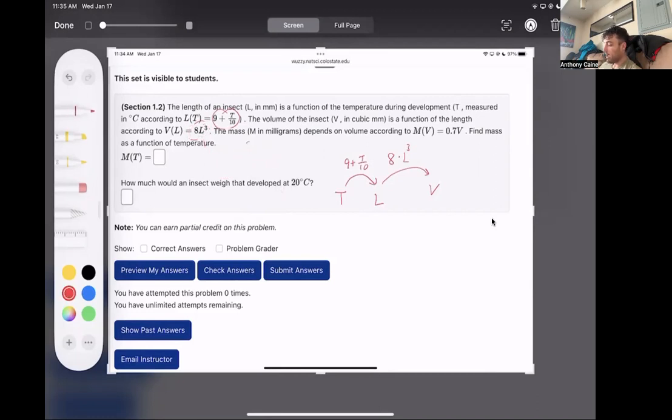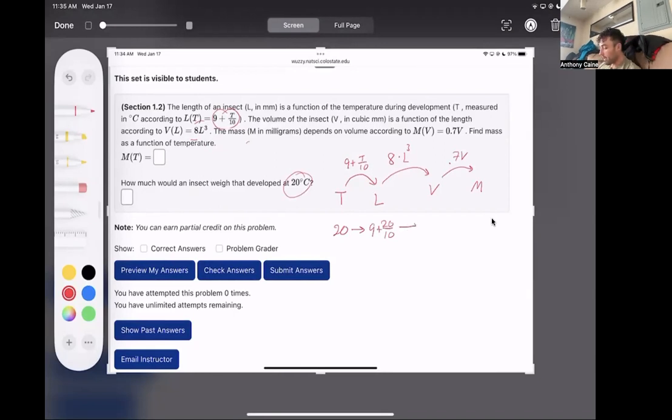So now the temperature told us how long our bug was. How long our bug was told us how much volume the bug had. And the volume will tell us the mass. So from here, I can figure out the mass of my bug, and it's 0.7 times the volume. If I told you it was 20 degrees Celsius, can you figure out the mass of the insect? Well, what would you do? You would take 20, divide it by 10, and then add 9. That's the length. But I want mass.